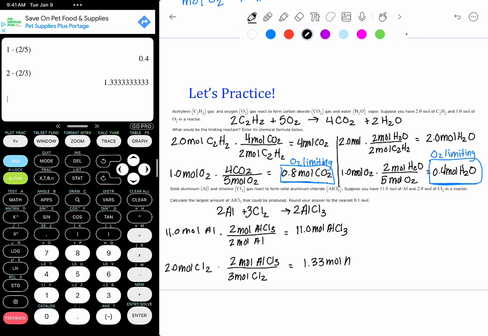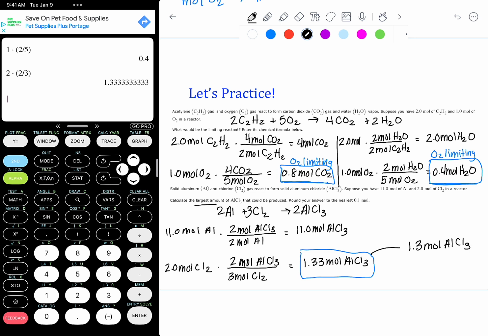moles of aluminum chloride. Based off of the amount of reactants that we have, the largest amount of aluminum chloride that we can produce from this reaction is 1.33 moles. Okay, it's not 11 moles because I don't have enough chlorine to produce that much aluminum chloride. So since the chlorine is limiting us, I can only create 1.33 moles of aluminum chloride. So my answer, rounded to the nearest 0.1 mole, would be 1.3 moles of aluminum chloride.